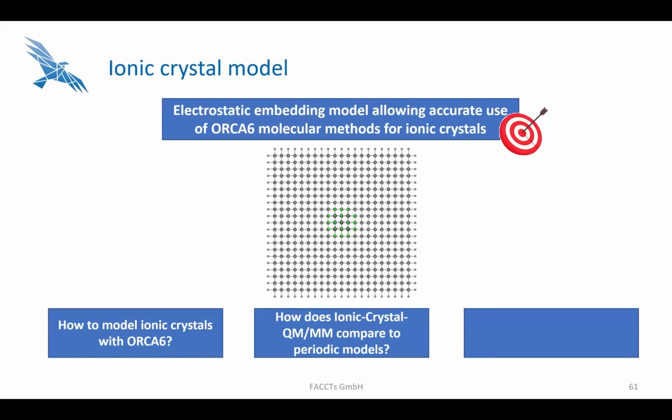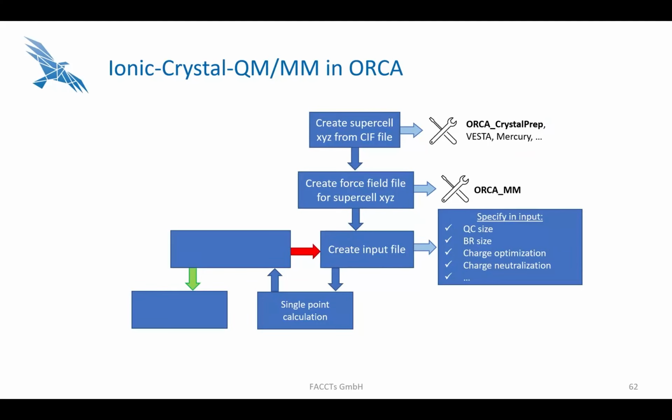Now that we know how to create an Ionic crystal QMM model to make the molecular methods applicable to solids, we first need to check whether these models are a reasonable approach to the solids, which we can do by comparing them with periodic calculation, for which we already know that they define solid-state systems quite well. We want to compare our model based on a single-point calculation to a periodic calculation.